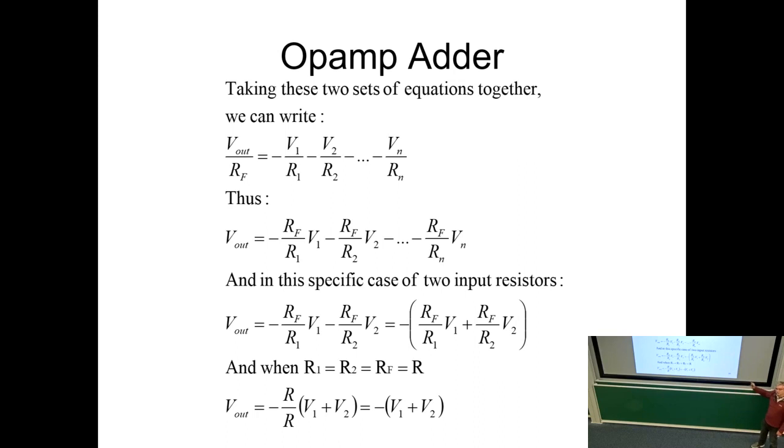So we can put another inverter on the output to get our addition back if we wanted to, if we're worried about the minus sign. But that's what we've done. So we've got V1 plus V2 as our output voltage. So we've made an adder.